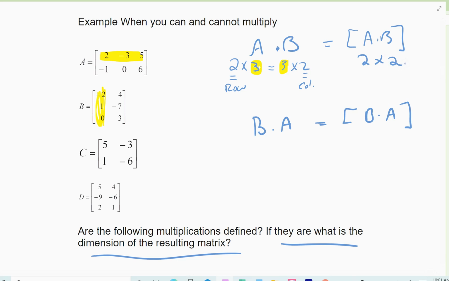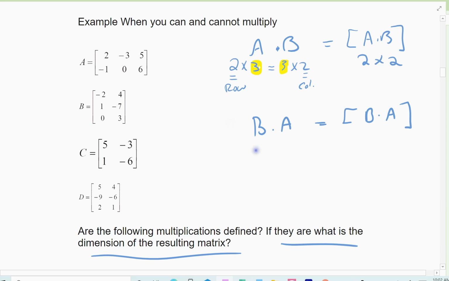All right, well what happens when I flip it around? So if I multiply in the other direction, B first, A second. So B is now my rows. A is now my columns, right? Because order matters with matrices: the first matrix represents the rows in my multiplication, and the second matrix represents the columns in my multiplication.